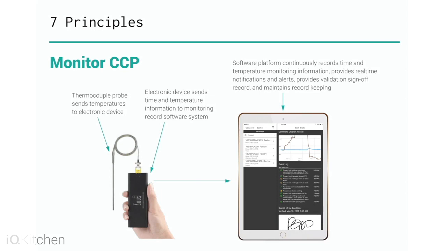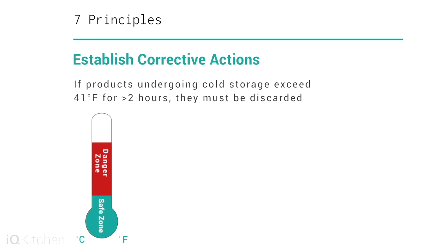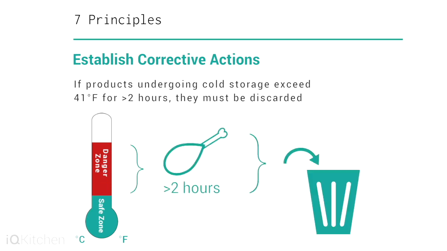Principle 4. Monitor CCP. The HACCP team will describe monitoring procedures for the measurement of the critical limit at each critical control point. Principle 5. Establish corrective action. Corrective actions are the procedures that are followed when a deviation in a critical limit occurs. Also, an investigation must be conducted to determine what caused the deviation and how to prevent recurrence.